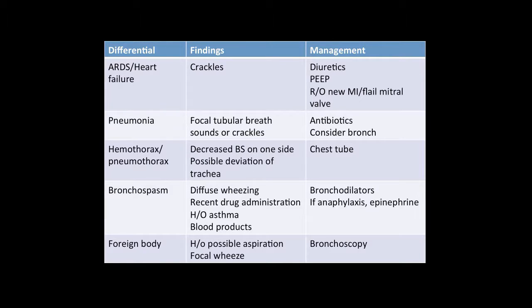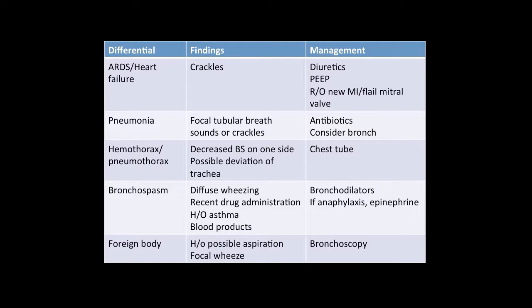Bronchospasm can cause a wide differential. Usually there's diffuse wheezing, and there may be a history to suggest why the patient is wheezing, for example, a history of asthma. The patient may have recently had a drug administered to which they have an allergy, or they might be having a transfusion reaction. Treat bronchospasm with bronchodilators, and if the patient may be experiencing an allergic reaction, give epinephrine.